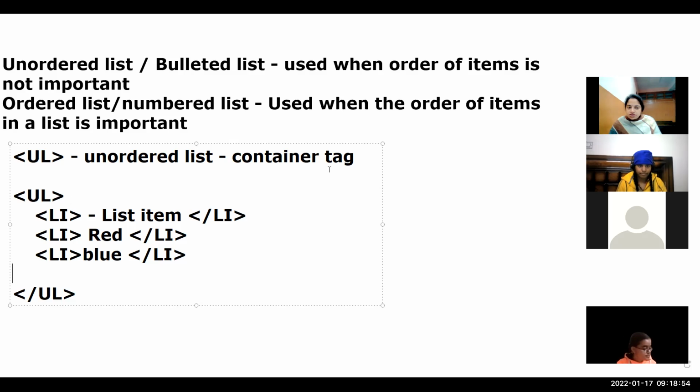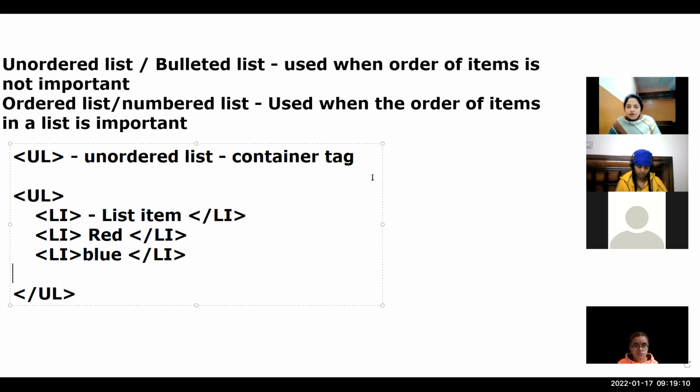So LI tag and UL tag. UL, unordered list, is a container tag. We will type UL, then type the list items and close the UL tag. Each list item is defined by using the LI tag. Is it clear to everyone?